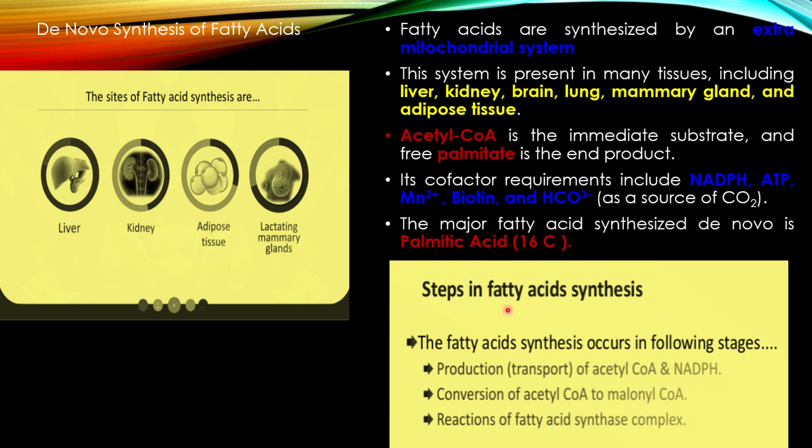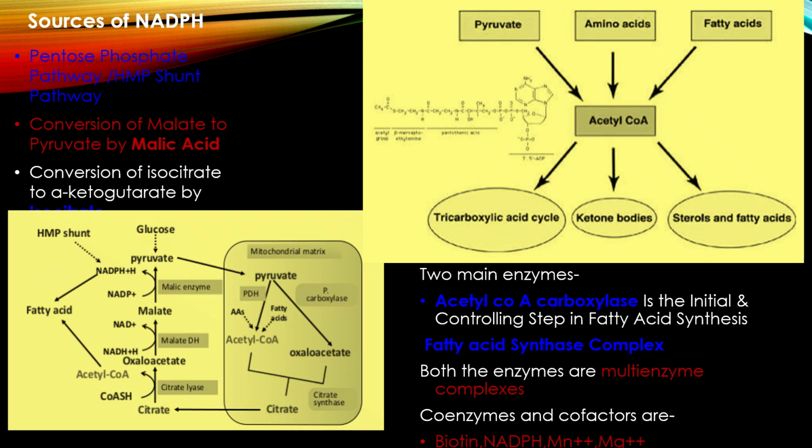So what are the steps in fatty acid synthesis? The three major steps are: first, production of acetyl coenzyme A and NADPH, which are the basic raw materials for synthesis of all types of fatty acids. Second is conversion of acetyl coenzyme A to malonyl coenzyme A. And third is the reaction of the fatty acid synthase complex, and how these reactions propagate the synthesis of fatty acids. We will see them one by one.